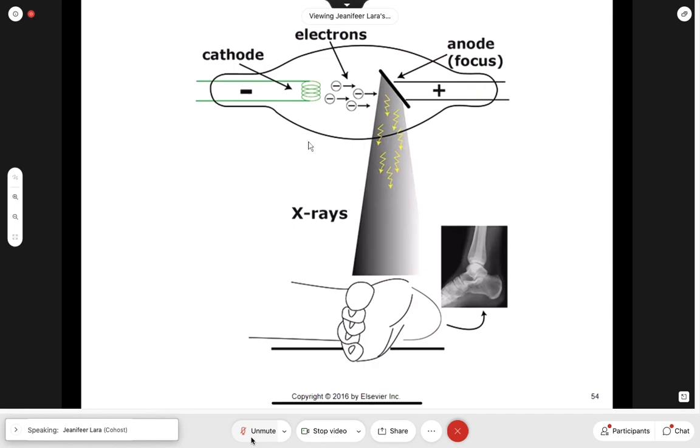So we have this tube current going into the anode, and we're expecting a collision. Two things are going to be converted from that kinetic energy. What two things will be converted from the kinetic energy? X-rays and heat. 99% heat. 1% X-rays are photons.